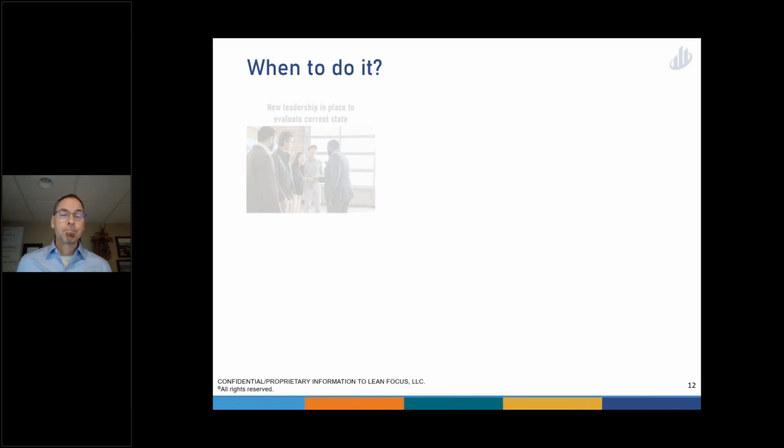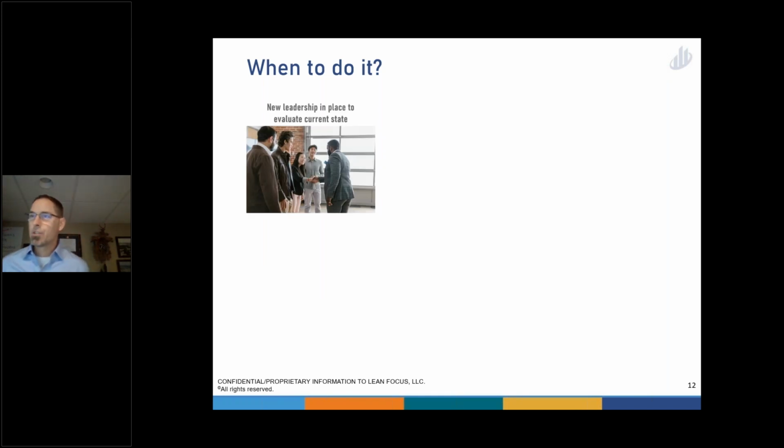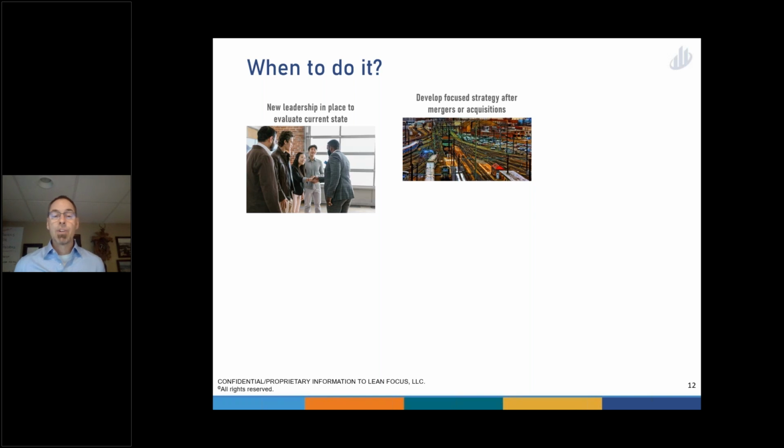So when do it? A lot of times you have new leadership coming into an organization and they don't know the organization, they don't know the people real well, they don't know the processes. And so we may come in to give that evaluation, give that assessment, and provide them a head start on understanding where they need to take the company. Many times after a merger and acquisition, there's a collection of different units, different facilities, and this assessment provides that insight into not just understanding what the gaps are, but developing that roadmap on how to take the next steps.